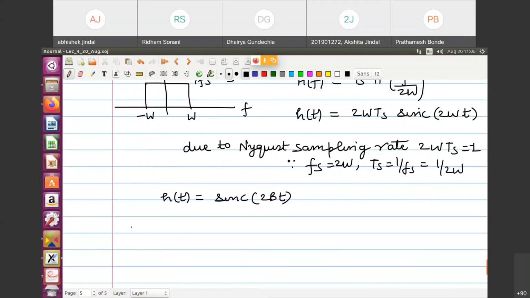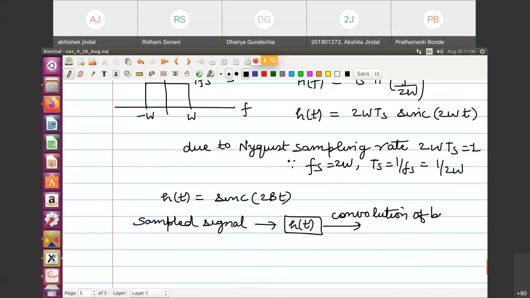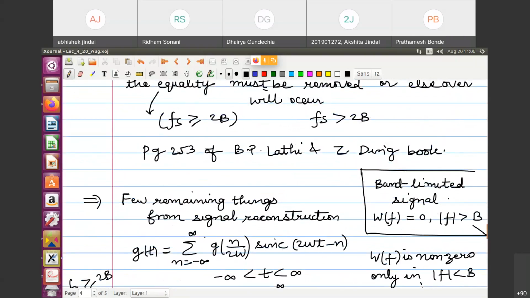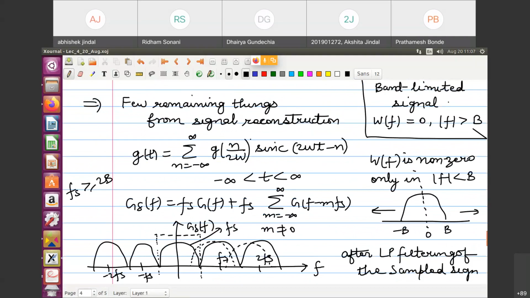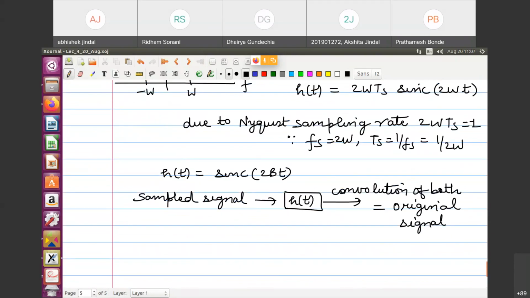So now you can clearly see, if at all I am passing the sampled signal, suppose the sampled signal is nothing but g-bar(t), so the sampled signal goes to the filter h(t). The output is the convolution of both, and the desired response is the original unsampled signal as the output. So now you will realize, if you do this convolution, you will land up exactly at this result, which we derived through some different mechanism. So in order to get back g(t) from the samples, you need to pass these samples through a low pass filter whose impulse response is sinc of 2Bt.